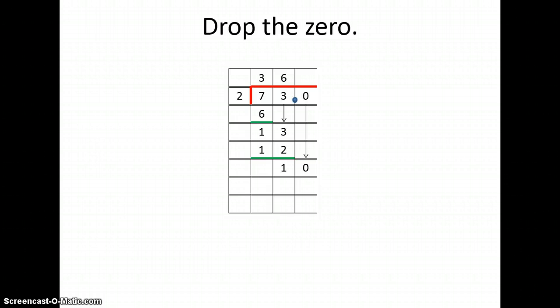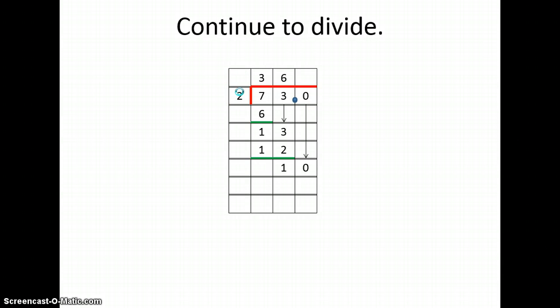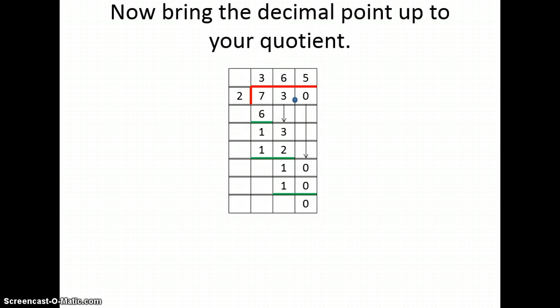So now I ask myself, how many times does 2 go into 10? Well, the answer is 5, and 5 times 2 is 10. When I subtract, now I have no remainder. But my answer is not 365. I need to, when I'm all done, go back and take that decimal point and just bring it straight up into my quotient. So 73 divided by 2 is actually 36 and 5/10. That's my quotient. Let's look at another example.